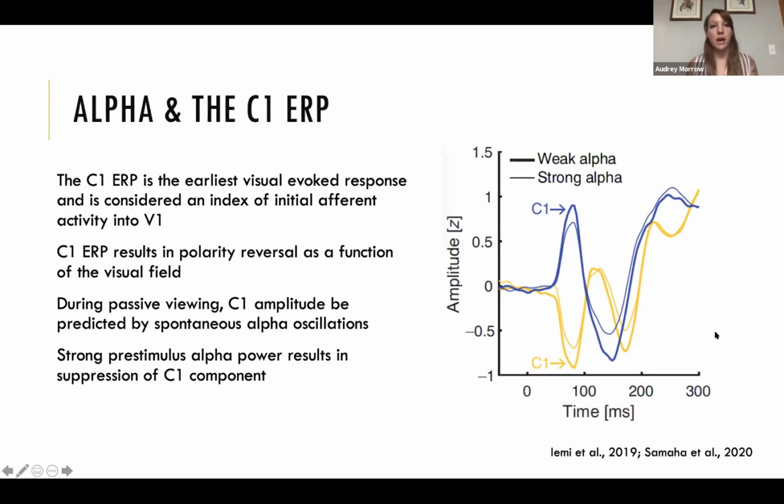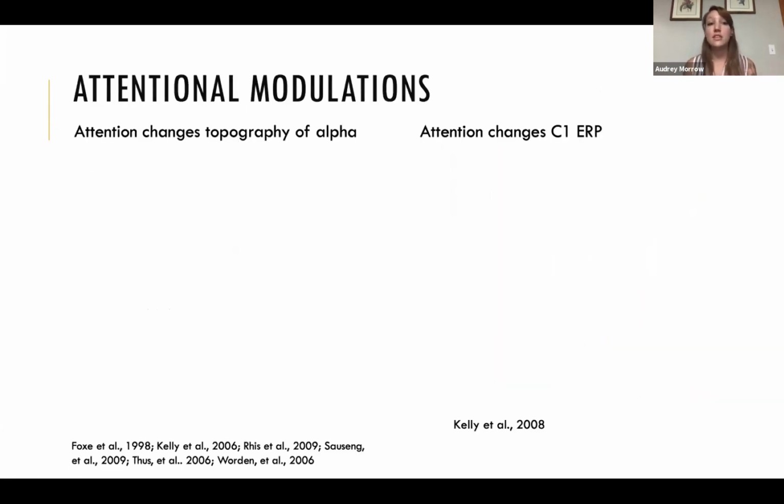So a study showed that when participants were passively viewing stimuli in the upper or lower visual field, C1 amplitude was able to be predicted by spontaneous or natural ongoing alpha oscillations. More specifically, strong pre-stimulus alpha power resulted in suppression of the C1 component, as you see in the thinner lines in the plot, whereas weaker pre-stimulus alpha power resulted in an enhanced C1 response, as you see in bold. So this shows us that your natural ongoing alpha oscillations have some modulation over this initial afferent activity in the primary visual cortex. So now we'll switch to talking about attentional modulations.